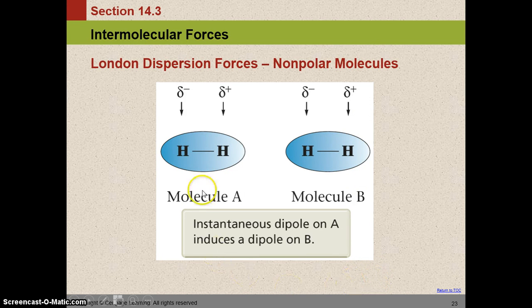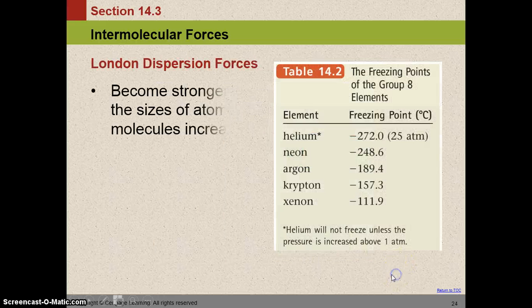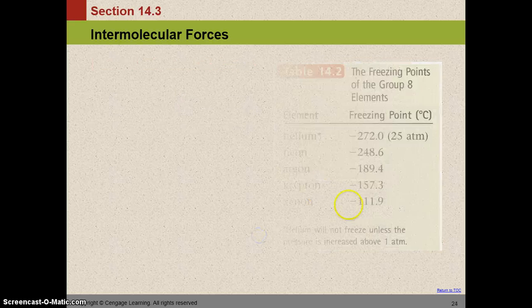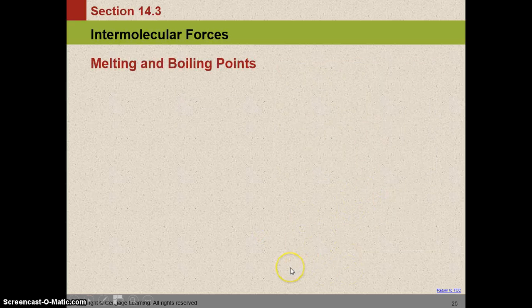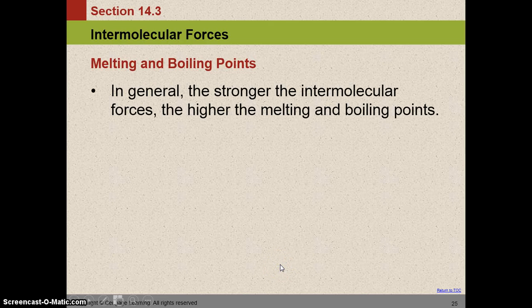This happens in nonpolar molecules. Like I said before, we expect hydrogens to have equal pull on the electrons, but a dipole moment can be caused due to a London dispersion force, and that induces the dipole on the second molecule. London dispersion forces depend on the size of the atom. They're stronger as the size of the atom or the molecule increases because there are more protons and electrons to be reckoned with. So we have stronger London dispersion forces in the molecules and atoms that have more electrons and protons.